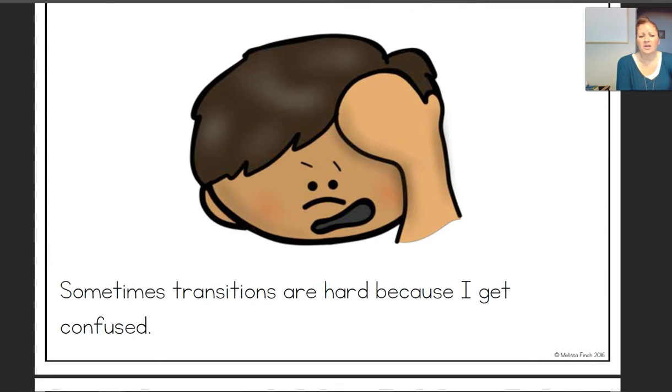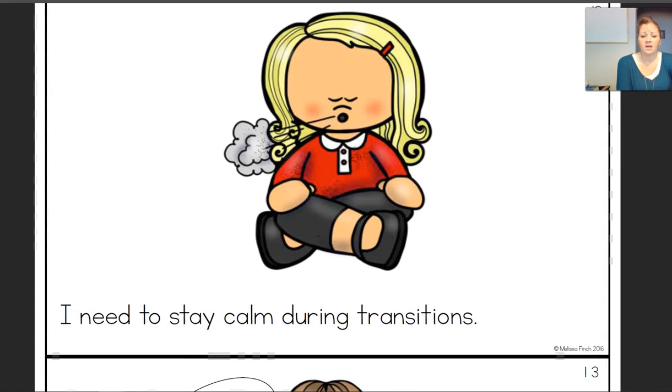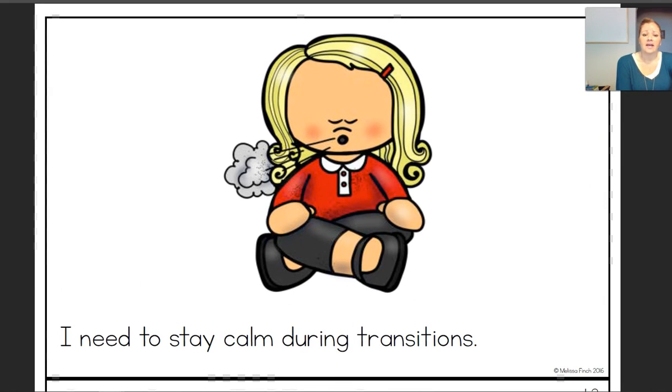Sometimes transitions are hard because I get confused. I need to stay calm during transitions. So you gotta take a nice deep breath. Do it with me. Keep calm during transitions.